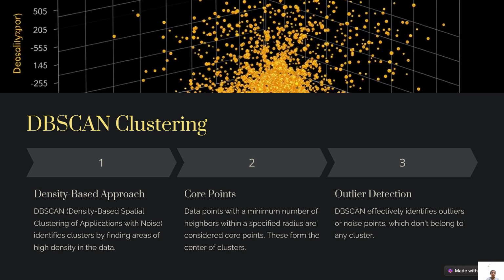So DBSCAN clustering is a density-based approach. Density-Based Spatial Clustering of Applications with Noise identifies clusters by finding areas of high density in the data. Core points: data points with a minimum number of neighbors within a specified radius are considered core points. So these form the center of clusters. Outlier detection: DBSCAN can effectively identify outliers or noise points which don't belong to any cluster.